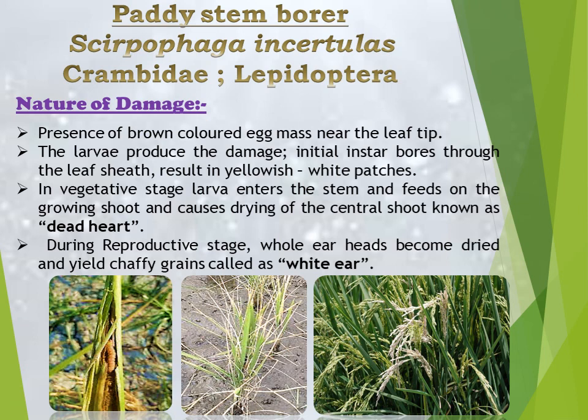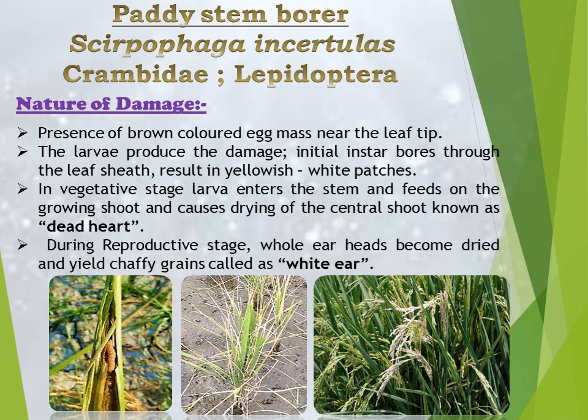First of all, the paddy stem borer. Its scientific name is Scirpophaga incertulas, and it belongs to the family Crambidae or Pyralidae, and its order is Lepidoptera. So how can I spot the damage of the paddy stem borer? This pest complex can be easily spotted by the presence of a brown colored egg mass near the leaf tip, and when the larvae emerge from the eggs, the early instars bore through the leaf sheath and result in yellowish white patches.